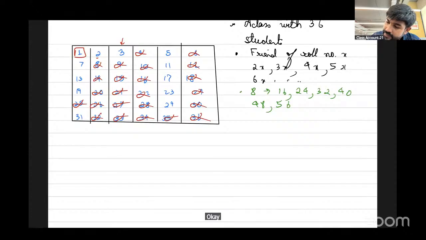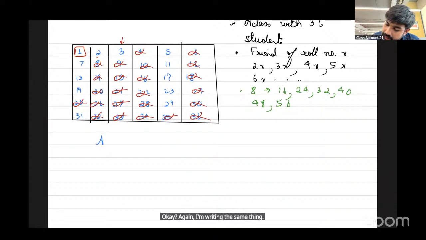Again, I'm writing the same thing. All remaining roll numbers are prime.